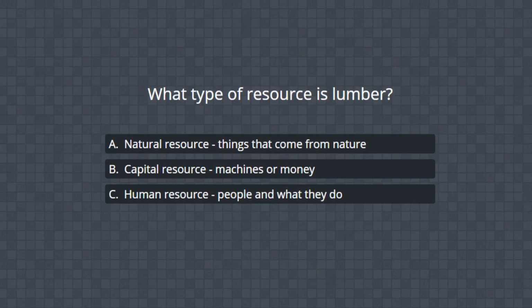Now let's practice after we have proved that wants are unlimited. So what type of resource is lumber? Lumber is going to be a natural resource because it's something that comes from nature.